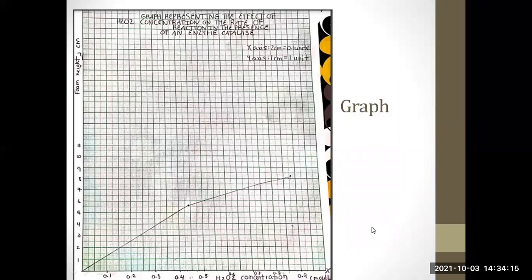So this is the graph that I drew, in which I plotted the hydrogen peroxide concentration versus the height of the foam, which in other words is the rate of the enzyme reaction in this case. As you can see, they have a linear relationship. As we increase the hydrogen peroxide concentration, the foam height also increased. We would have seen it a lot more if we had done more concentrations, but since we only did 2, this is how our graph came out.